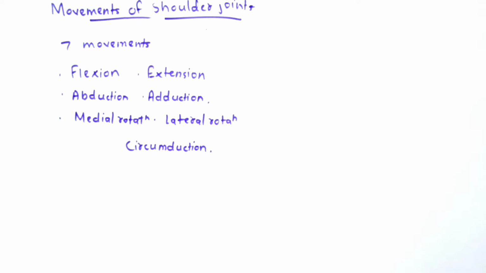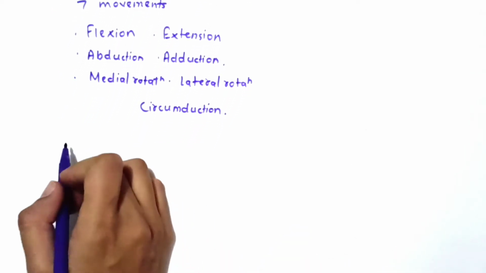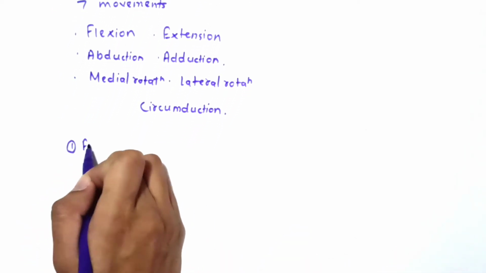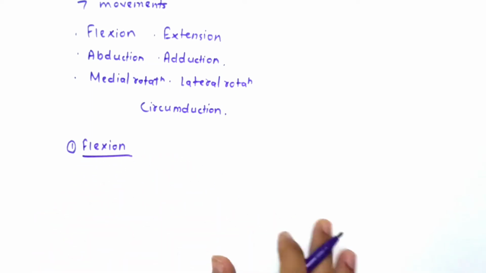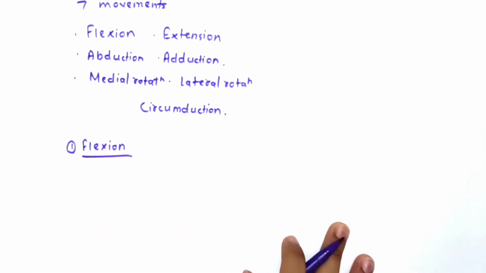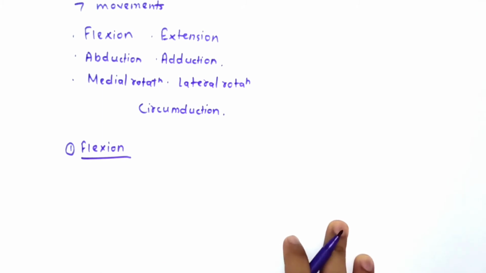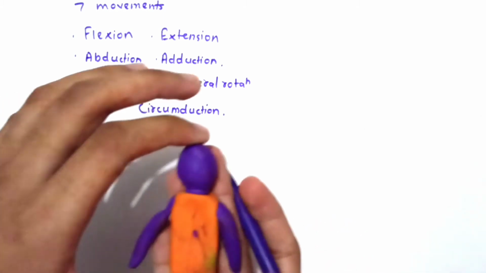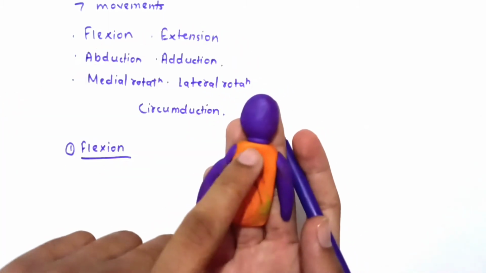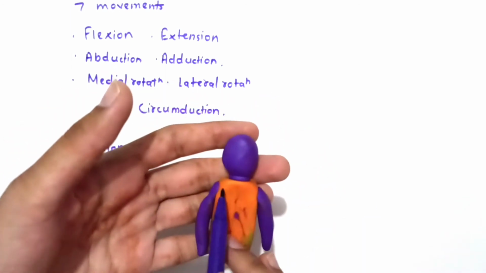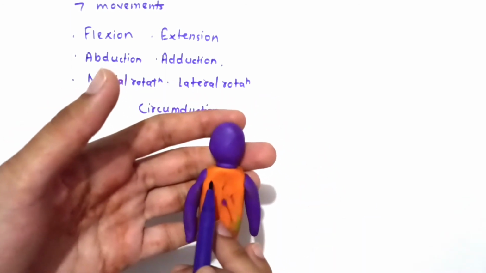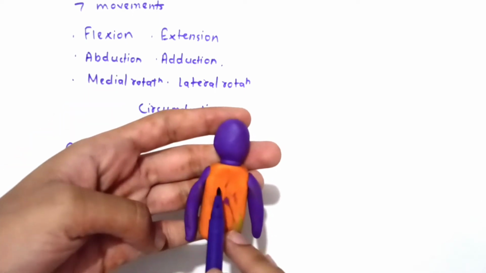Now we will see the muscles which are helping in these movements. So first is flexion. In flexion, we basically move our shoulder joint or arm to the anterior side. So the muscles which are on the anterior side, in this region of the model, will help in the flexion, because this will pull your arm on the anterior side.